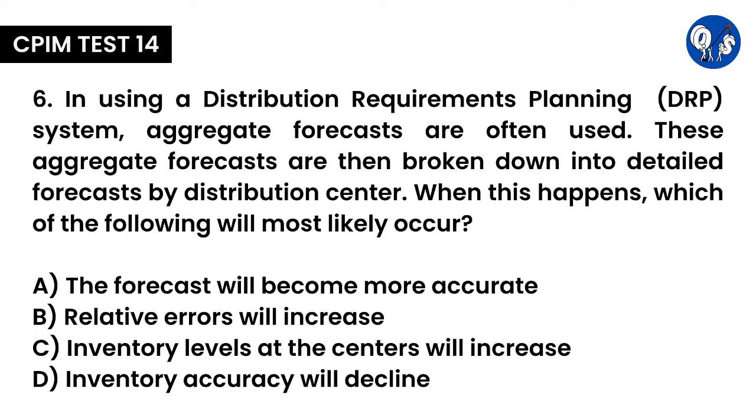As aggregate forecasts are broken down into more detail, the relative errors will increase. The user must be careful not to adjust the detailed forecasts in such a way that bias enters the forecast. This would cause the aggregate forecast to vary widely.